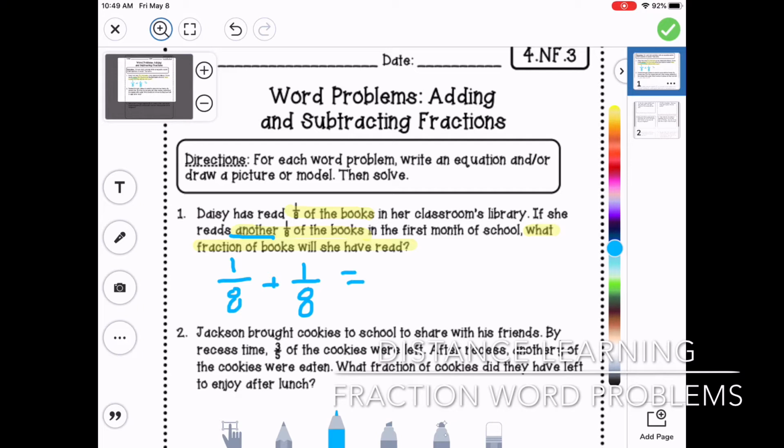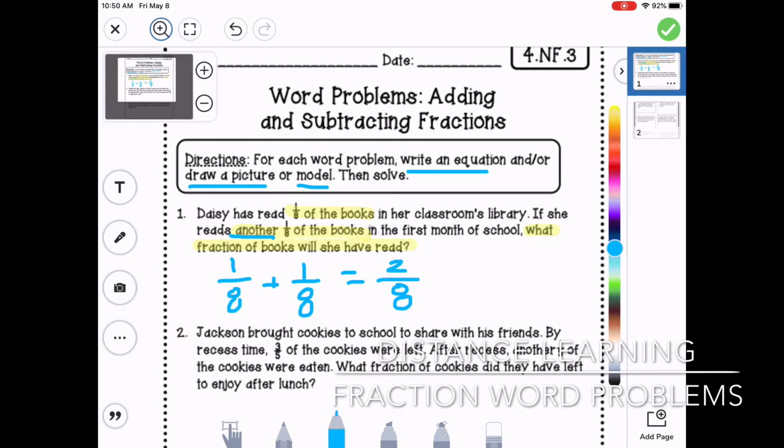If you look up at the directions, it asks you to either write an equation or you can draw a picture or a model to help you solve. For this problem, I'm just going to write an equation to help me solve it. So I know 1/8 plus 1/8 equals 2/8 because when I add, I combine my numerators and my denominator stays the same. Because this is a word problem, I need to label my answer.